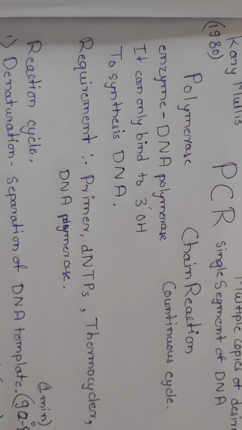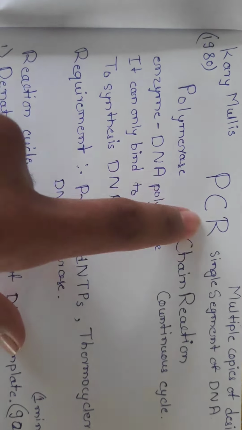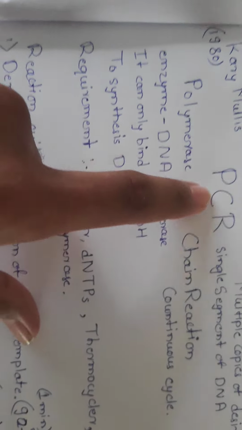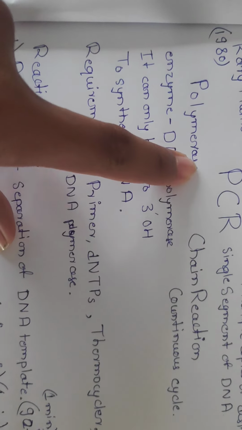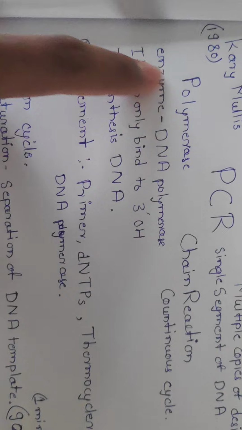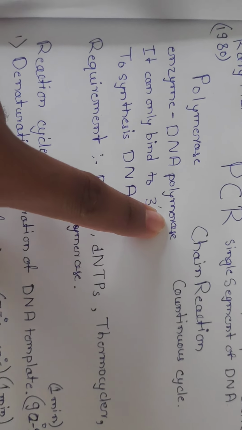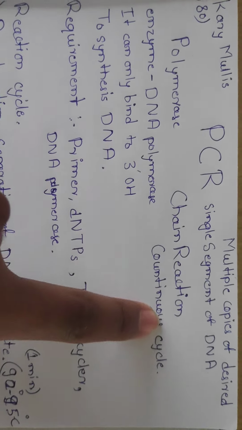PCR. Kary Mullis in 1980 discovered the PCR. In PCR, P stands for polymerase, CR is chain reaction. Polymerase is an enzyme, DNA polymerase, and chain reaction means continuous cycle.